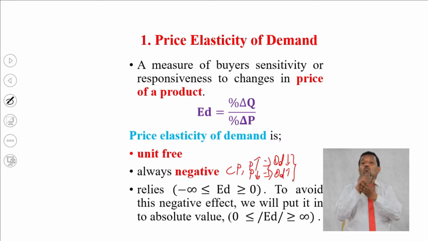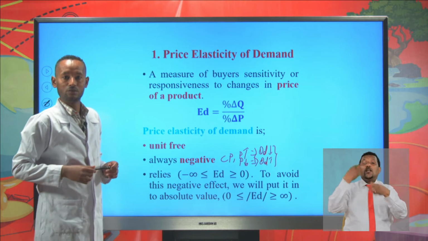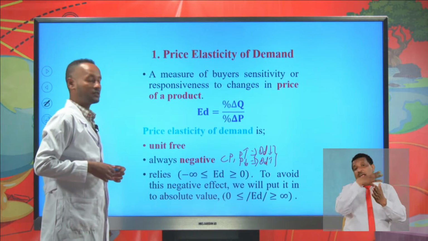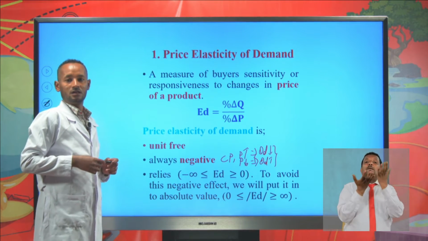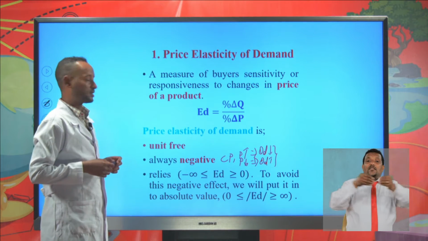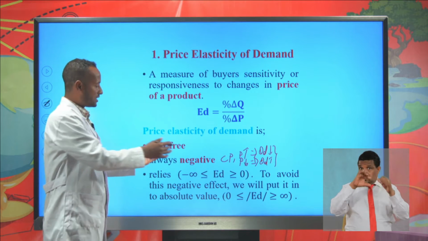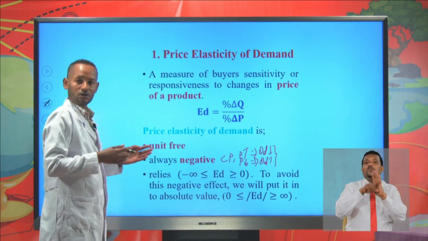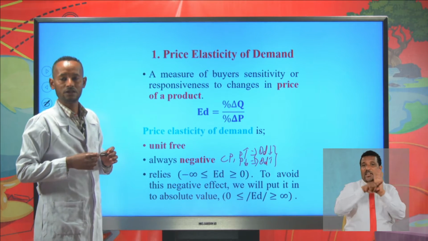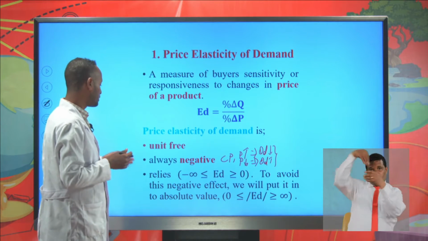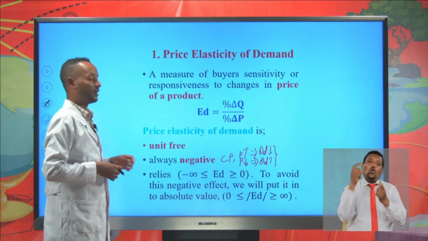Due to this inverse relationship between the changes in price and the changes in the quantity demanded, the price elasticity of demand is always negative. So it lies between negative infinity and 0, but in order to avoid this negative sign, we put it into absolute value, and it lies between 0 and positive infinity.